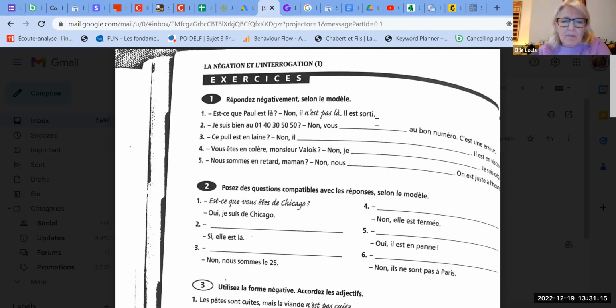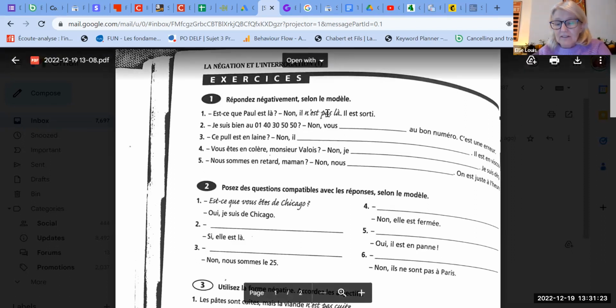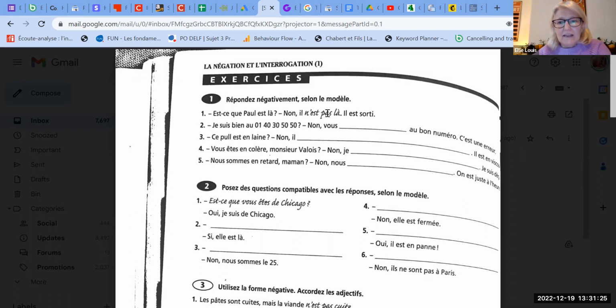Now, just as a reminder, how does negation work in French? Well, you always have a ne, and then you have a second negating word. In this case, it's pas, because this means not. But that's not the only kind of negation that you can have. You can have never, no one, nothing. But at the moment, we're just looking at not.